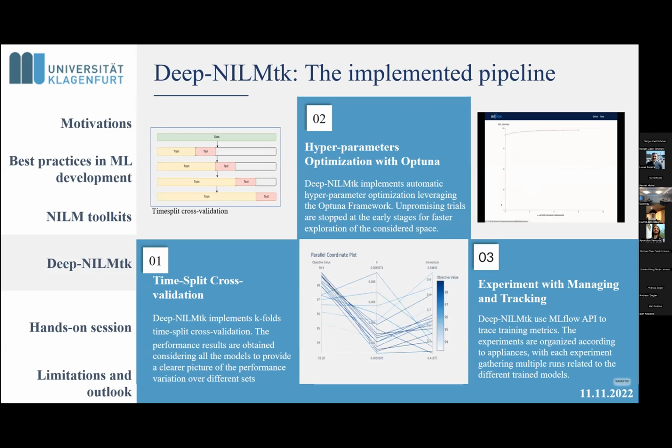Okay, so these are the 3 main extra features that are implemented. I will not take a lot of time explaining them, so that I save a bit of time for the code. We have time split cross-validation, directly adopted from Keras, which is dedicated specifically to time series. For hyperparameter optimization, the toolkit uses Optuna, and for experiment tracking, the toolkit uses MLflow.